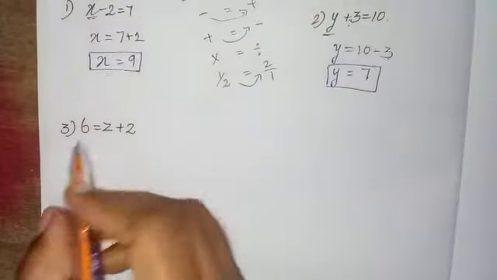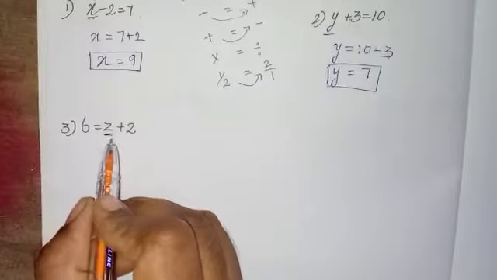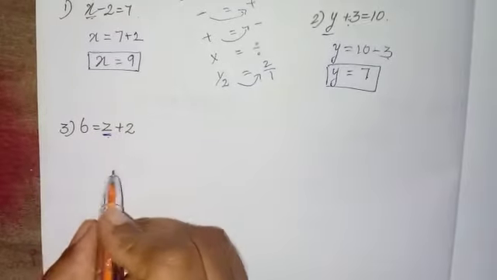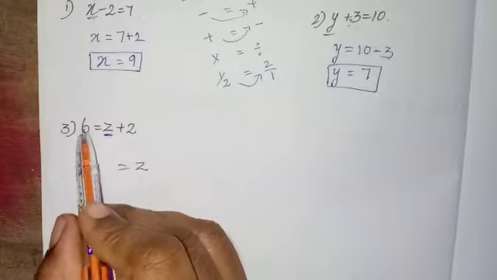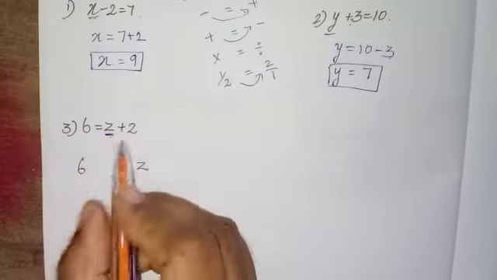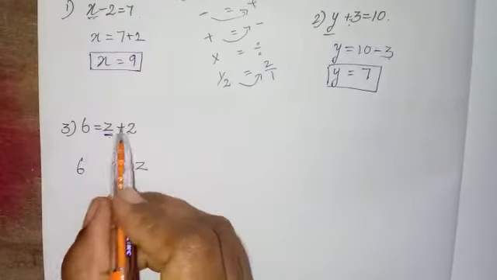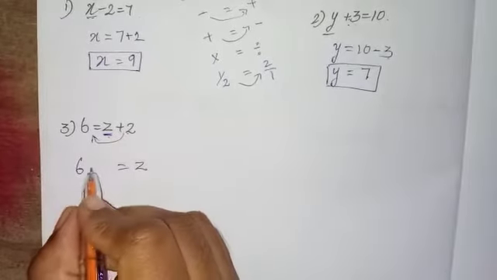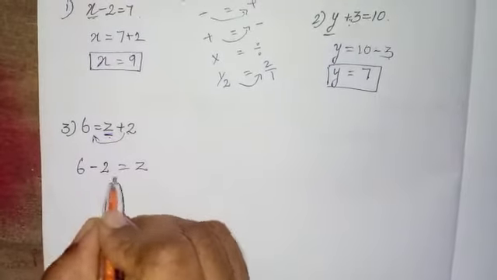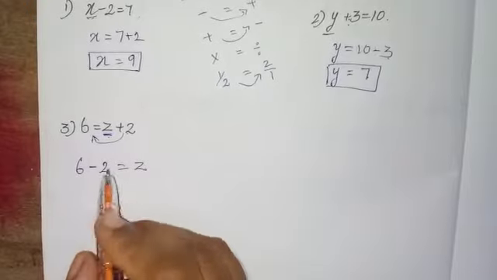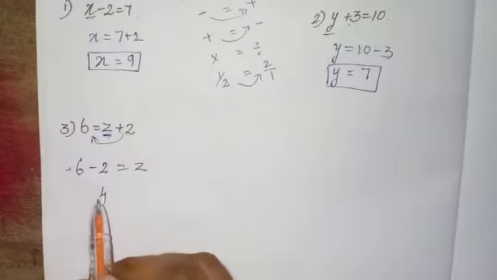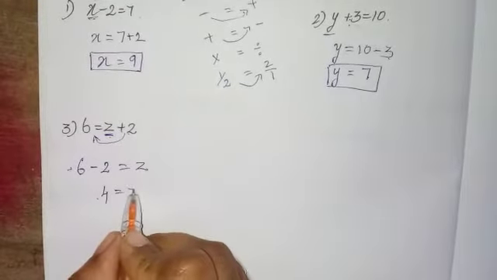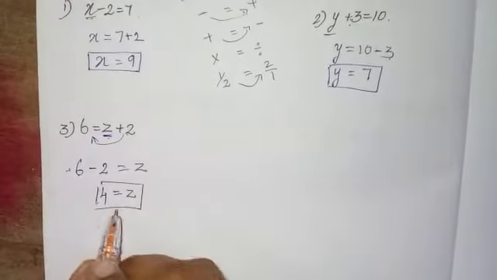So next one is the third sum. Here I want to find your z value. So I take z on the right hand side. I take everything remaining to the left side. So 6. If the plus 2 comes to the left side, it will change into minus 2. So 6 minus 2 is 4. The bigger symbol is the plus sign. So here it is plus, equal to z. So z value is 4.